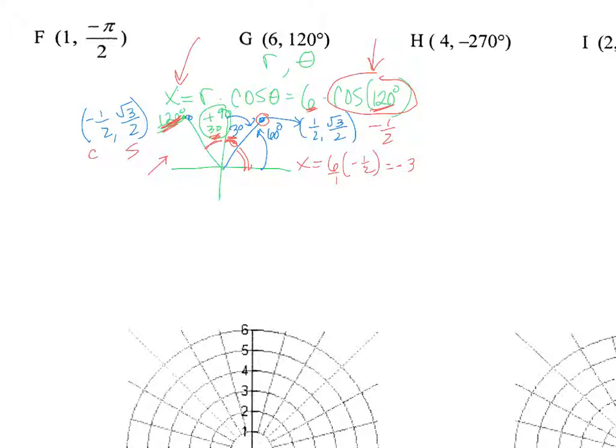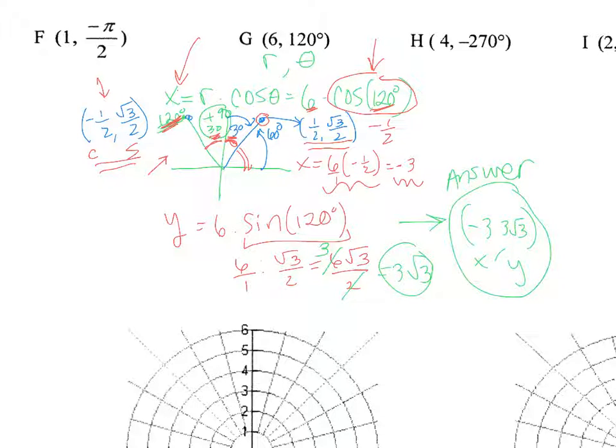So at 60 degrees, we have cos is 1/2, sine is root 3 over 2. If I reflect that ordered pair into the second quadrant, we get negative 1/2, comma, root 3 over 2. Therefore, cos is negative 1/2 in the second quadrant. And then 6 times negative half gets us negative 3.